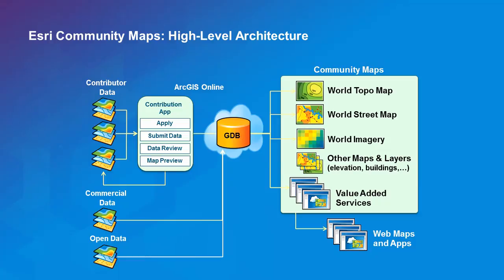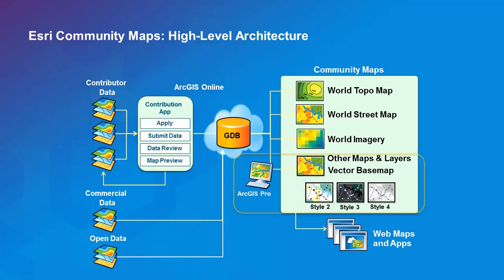That data then gets uploaded or delivered to us on drives, and then integrated into a common geodatabase, that GDB you see in the middle, which is essentially a global GDB that Esri maintains. And then from that geodatabase, we can produce various information products, things like our topographic map or our street map, and other value-added services. One of the value-added services we're introducing now is our new vector basemaps. And we'll take a look at those in a minute.